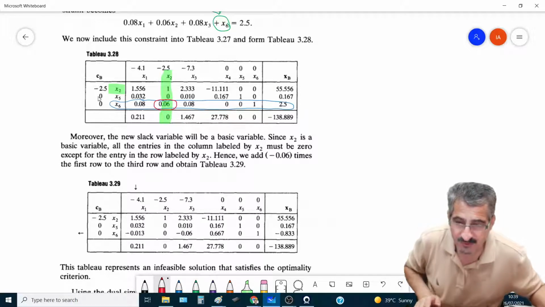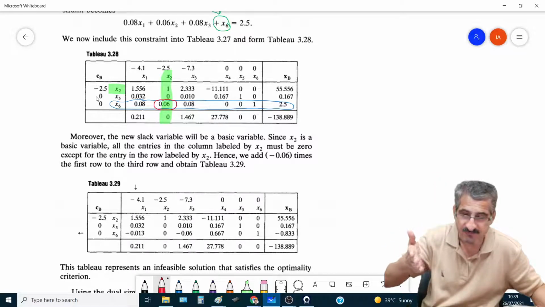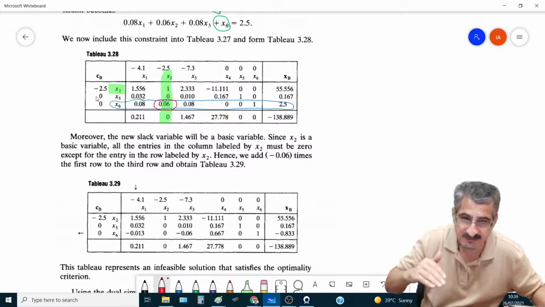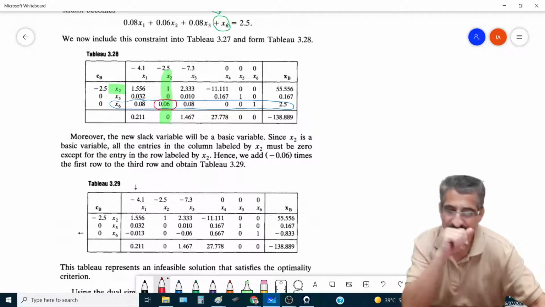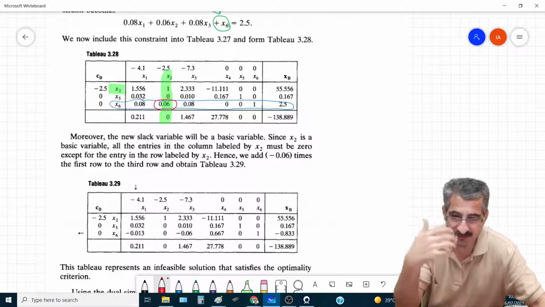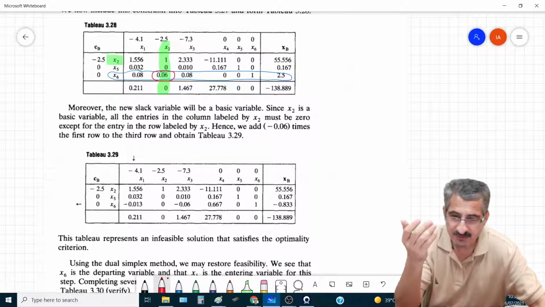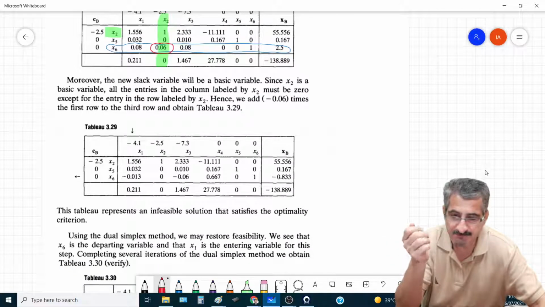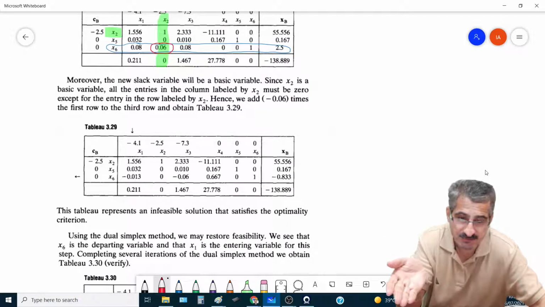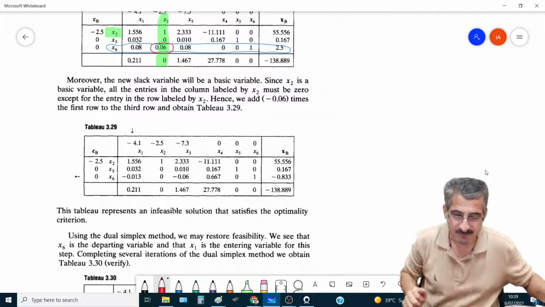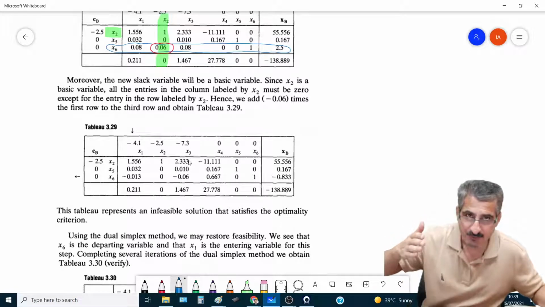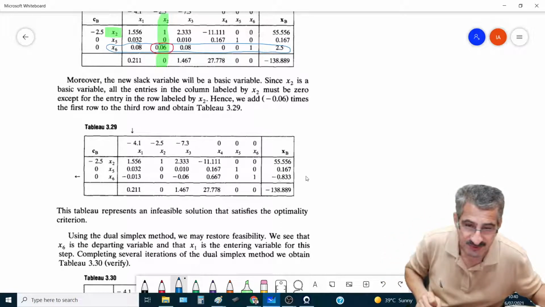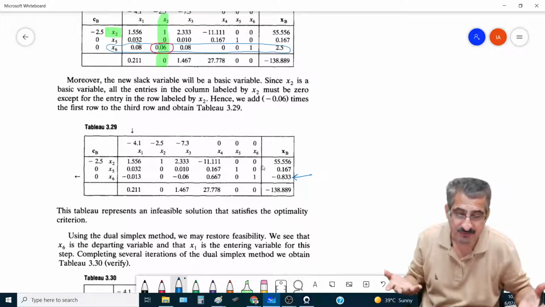How do we make it 0? Multiply the one with negative 0.06 and add it to the row after that. Okay? And then do the row operation. And then we obtain this table. Now what do we do with this table? We do pivoting. Now this caused, look in here, making the 0.06 to be 0 caused this to be negative. Notice this negativity here. Now work the simplex method.